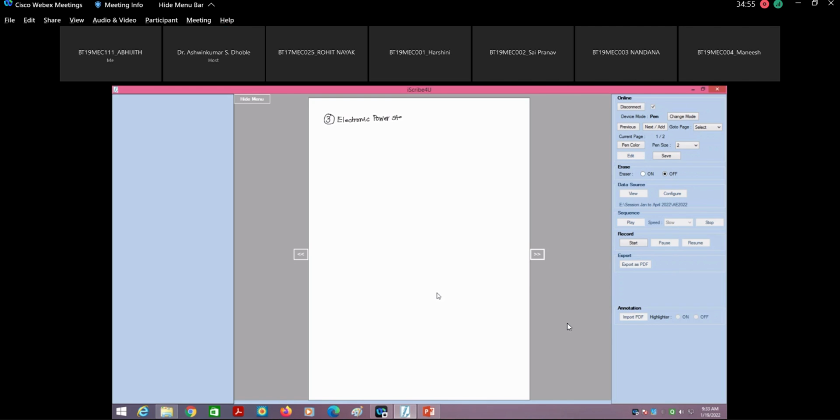Now, electronic power steering system. I will draw the layout of the electronic power steering system here. Electronics means now you are... Can you tell what are the advantages of the electronic power steering system?